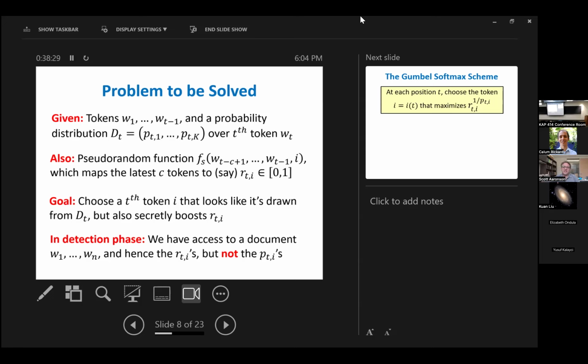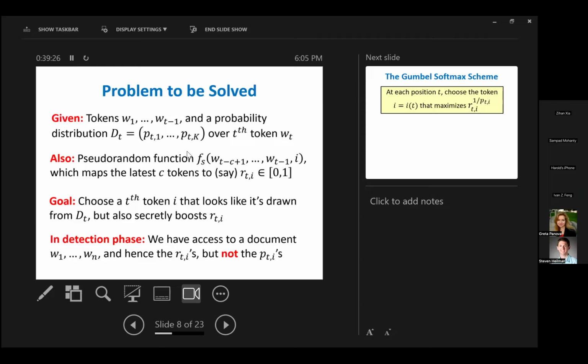Well, the way that we do that involves a pseudo-random function. A pseudo-random function is just a function that is secretly deterministic, but you cannot easily distinguish it from a random function. Or let's say no efficient algorithm can efficiently distinguish it. So we'll imagine a pseudo-random function, which is indexed by some possibly secret key, S. And it will take as input the most recent C tokens, including a candidate that we're considering for the next token, i, and I'll imagine it outputting a real number called r_ti, which is from 0 to 1. So we have a floating point valued pseudo-random function.